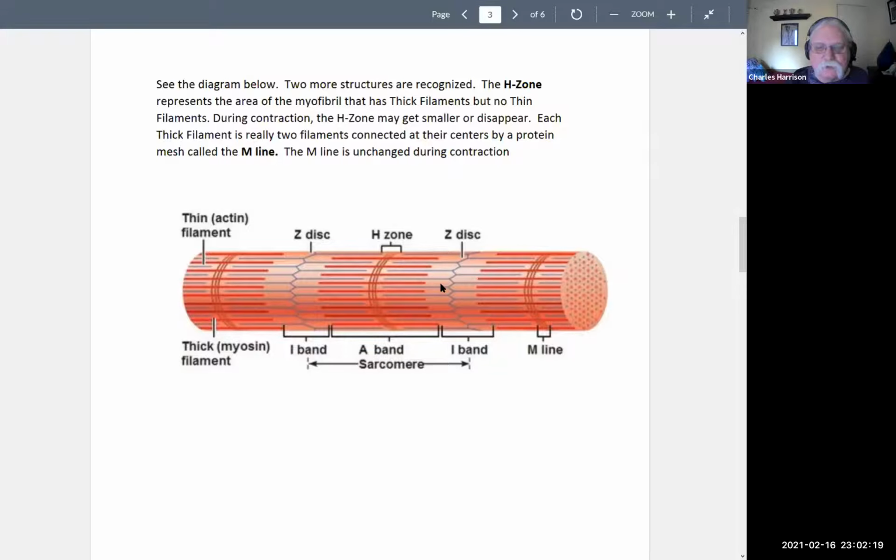When we talk about muscle contraction, we use the terms origin and insertion. Okay. Origin doesn't move. Insertion moves towards the origin. Imagine you have an accordion.